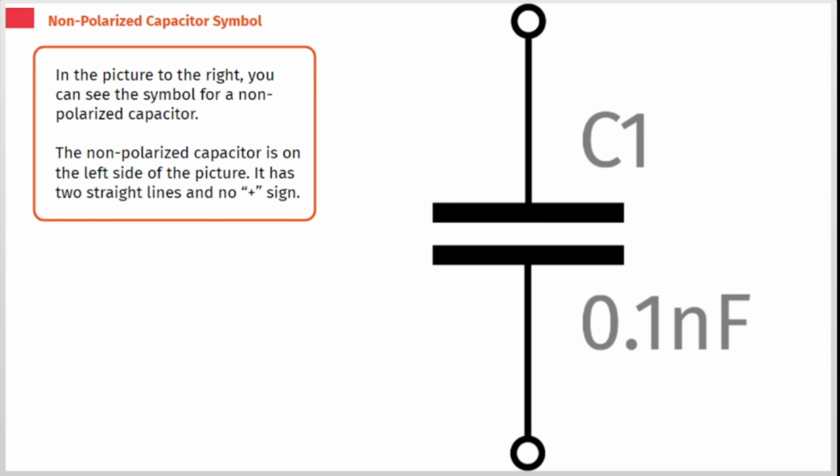In the picture to the right, you can see the symbol for a non-polarized capacitor. The non-polarized capacitor is on the left side of the picture. It has two straight lines and no plus sign.